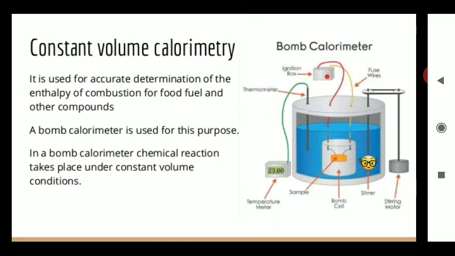So this device is widely used for the measurement of the heat capacity at constant volume and for all types of combustible substances.